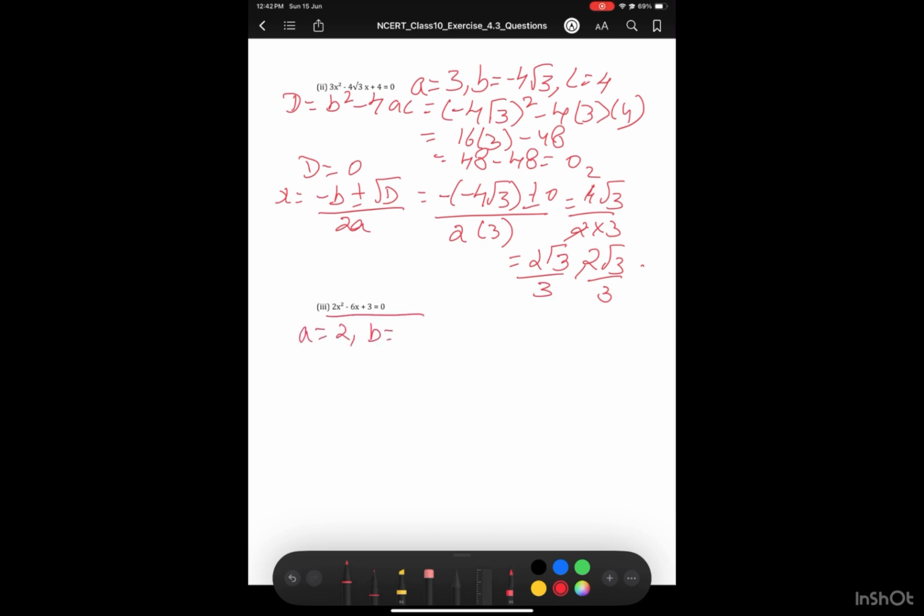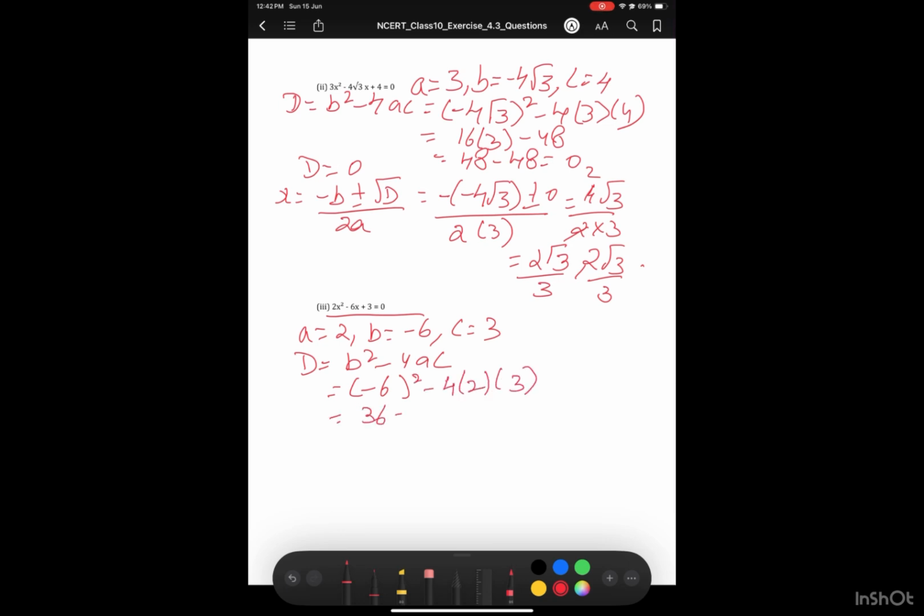Third part, I have 2x square minus 6x plus 3. A is 2, B is minus 6 and C is equal to 3. D would be B square minus 4AC, that is minus 6 whole square minus 4 into, in place of A, we will write down 2 and in place of C we will write down 3.